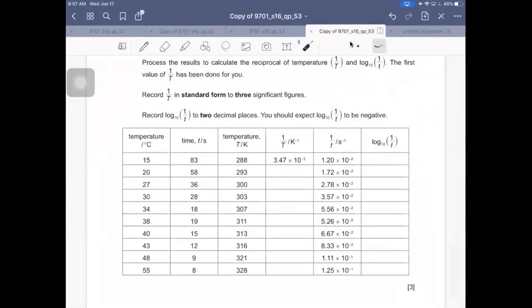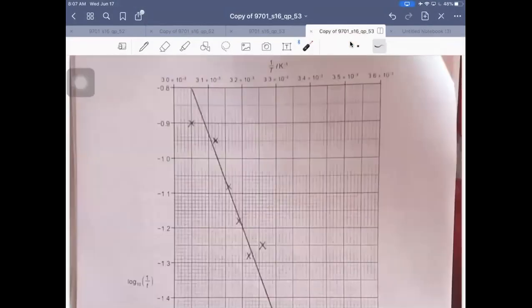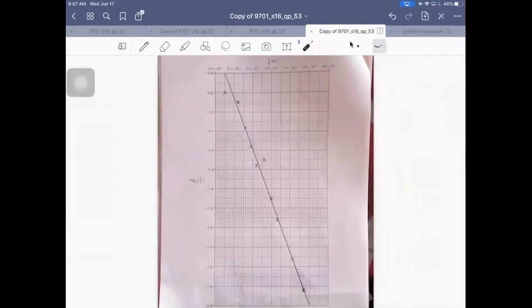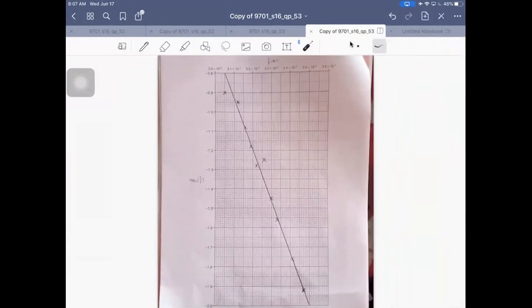Okay, and then you have to plot, and I managed to take some of your work. So I noticed that there are generally two types of graph. This is the first one where you can spot the anomaly, one on the left and one on the right of the line.